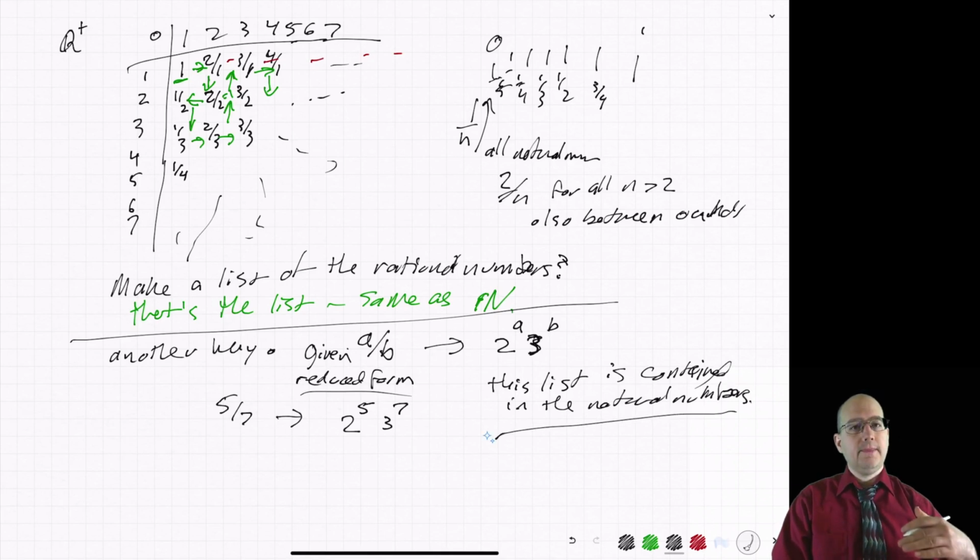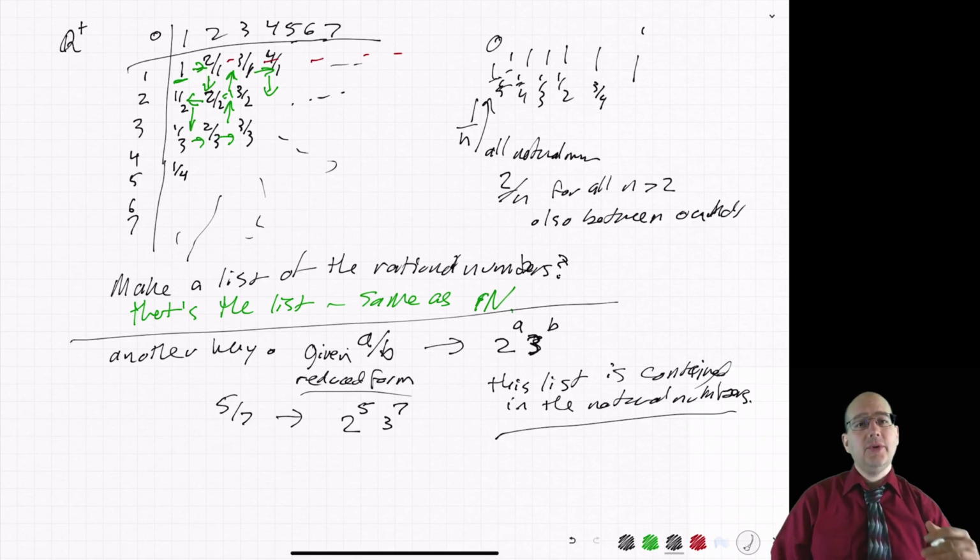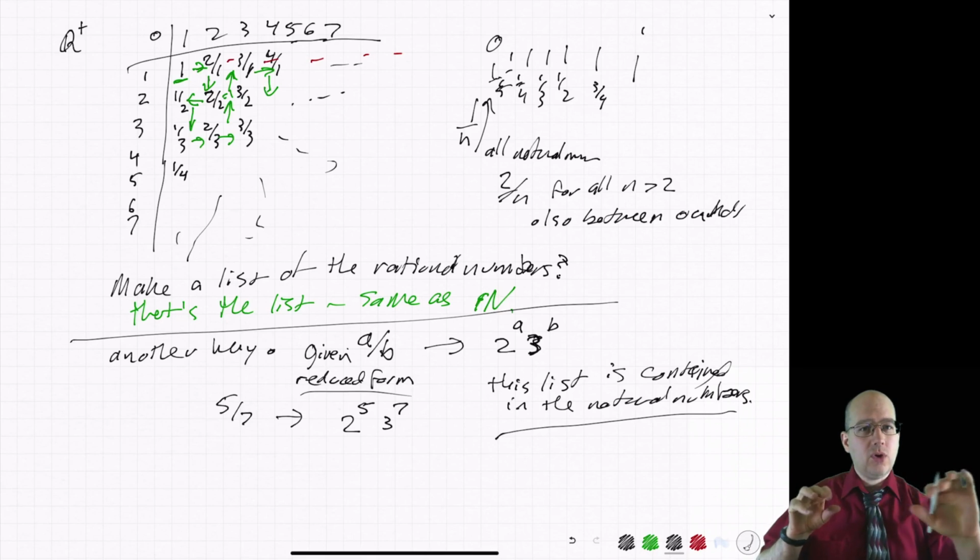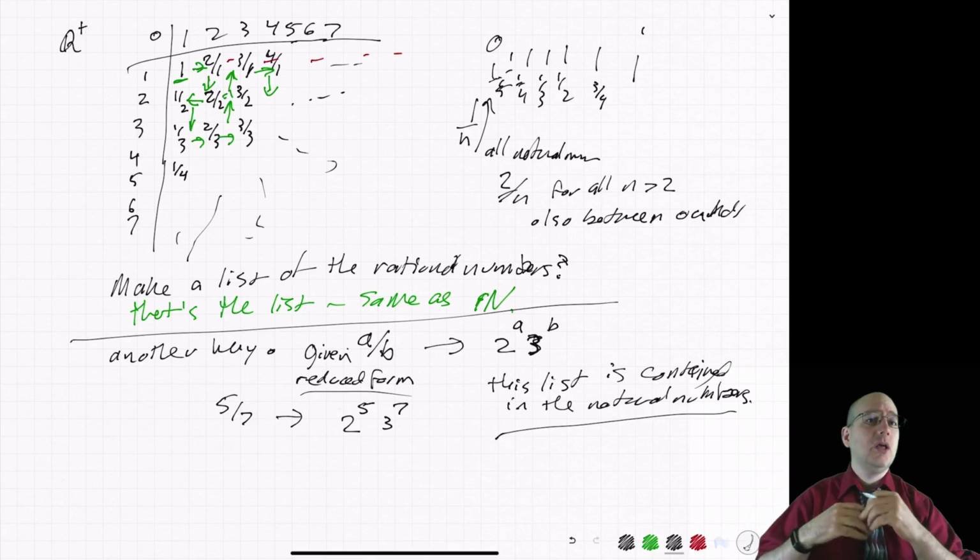So not only are the rationals the same size as the natural numbers, but you can even view them as being smaller than the natural numbers. You can encode them all into this very small subset of the natural numbers. Just products of 2s and 3s. That's it. That's all you need. 5s, 7s, 11s, whatever. You don't need them to encode this, right?